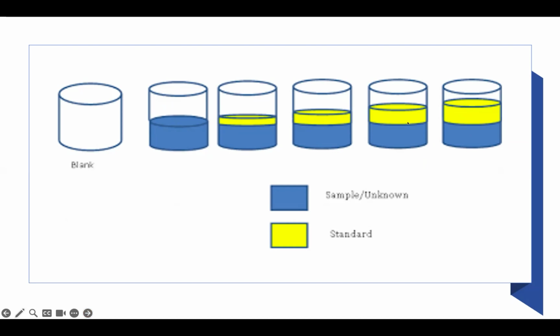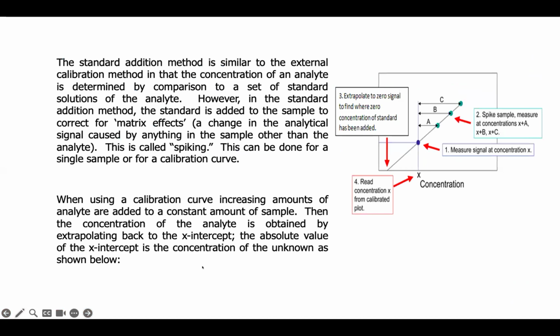So you have to be aware of the final volume. Yeah, you have to be aware of the final volume when considering the calculation after this. Okay, so now let's look at what this method is. This is called spiking.